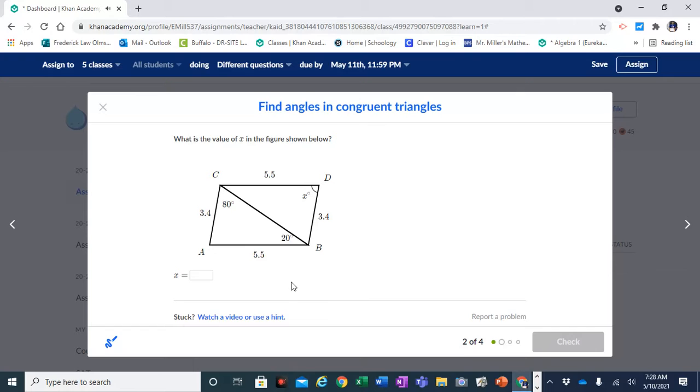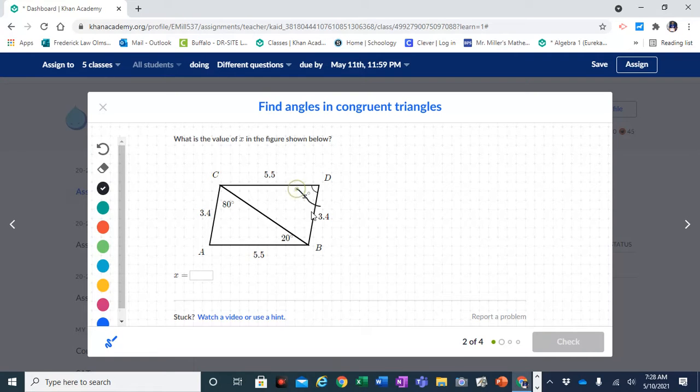For this picture here, you have to know a little bit about angles on a triangle. You also have to know a little bit about parallelograms. And what you need to know is that this angle here would be equal to this angle over here. So we need to know that that is equal to that. So that's really x here.